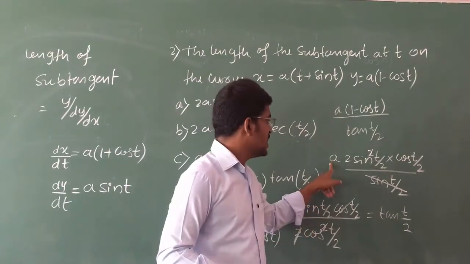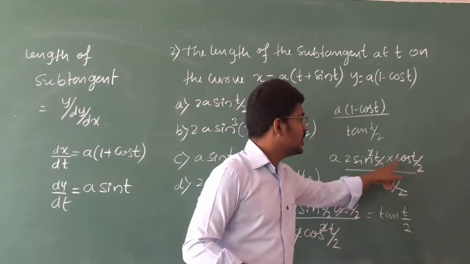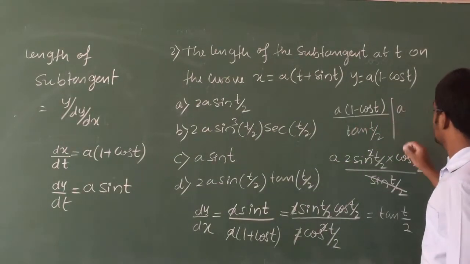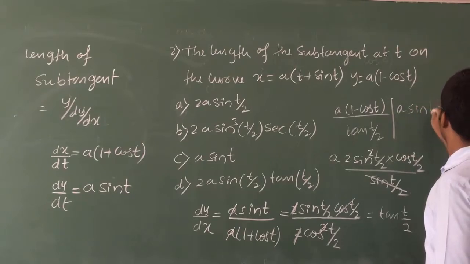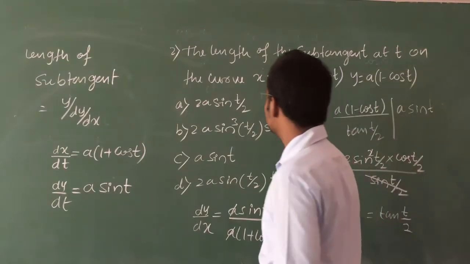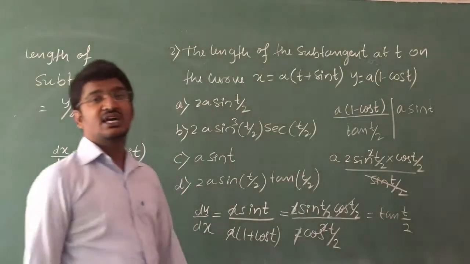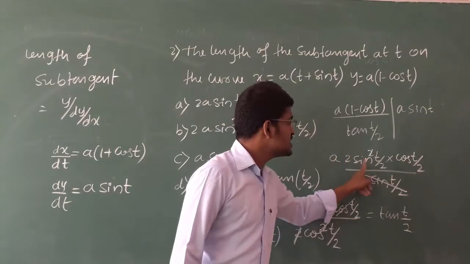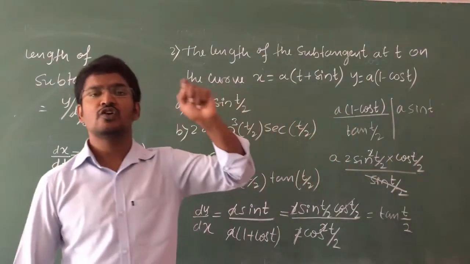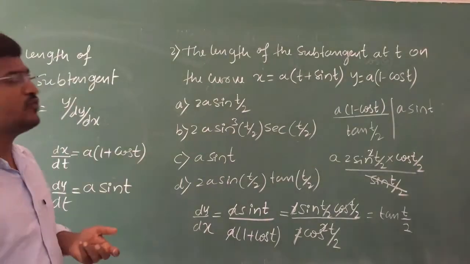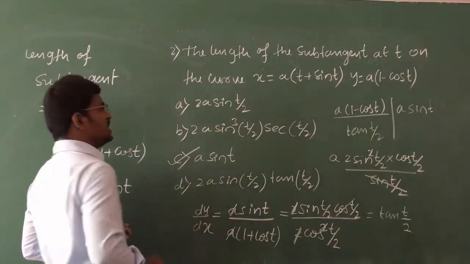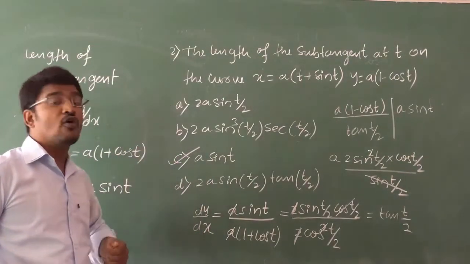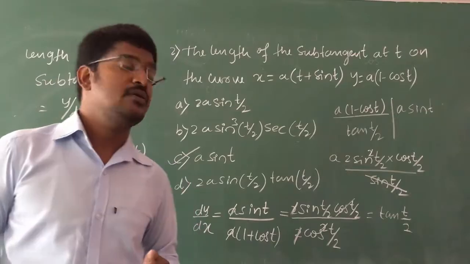So that is a times 2 sin t by 2 into cos t by 2, which will be what? a sin t. So a sin t will be the correct answer, because 2 times a sin t by 2 cos t by 2, and sin t by 2 into cos t by 2 is what? Sin t. That is the sin t formula. So a sin t will be the correct answer for the length of the subtangent. Clear?